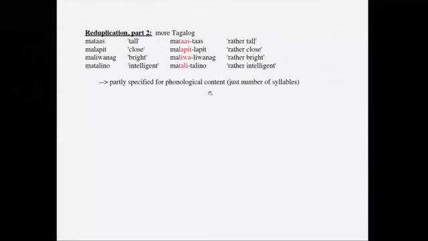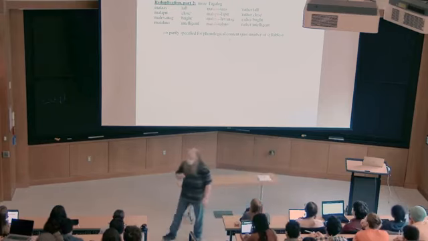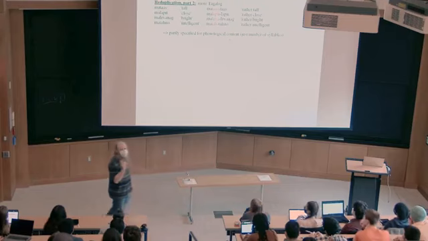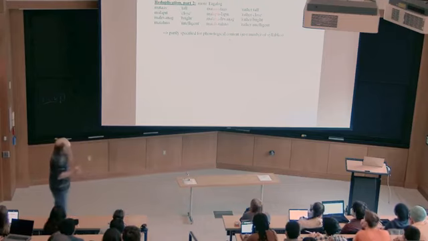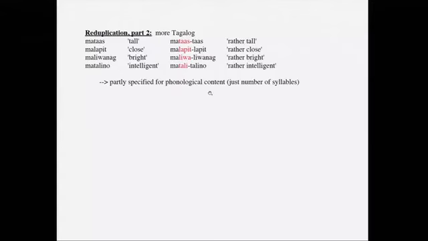Tagalog has several different kinds of reduplication. Here's another one. If you want to say that something is rather adjective, there are a bunch of adjectives that start with the prefix ma. Not all adjectives do. And then the way to say that something is rather adjective is to reduplicate the first 2 syllables of the adjective. If the adjective is only 2 syllables long, then you reduplicate the whole thing. So you get mataas taas is rather tall, or malapit lapit is rather close. If it's longer than that, then you just copy the first 2. So you get maliwa liwanag or mantali talino for rather intelligent.